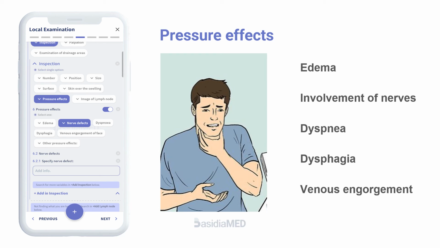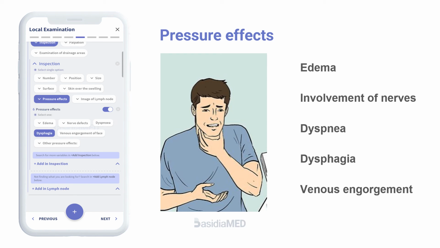The hypoglossal nerve is involved with an enlarged upper group of cervical lymph nodes due to Hodgkin's disease or secondary carcinoma. Dyspnea and dysphagia may be complained of due to pressure on the trachea and esophagus respectively. Venous engorgement of face and neck may occur due to the pressure effect of lymph nodes at the root of the neck.